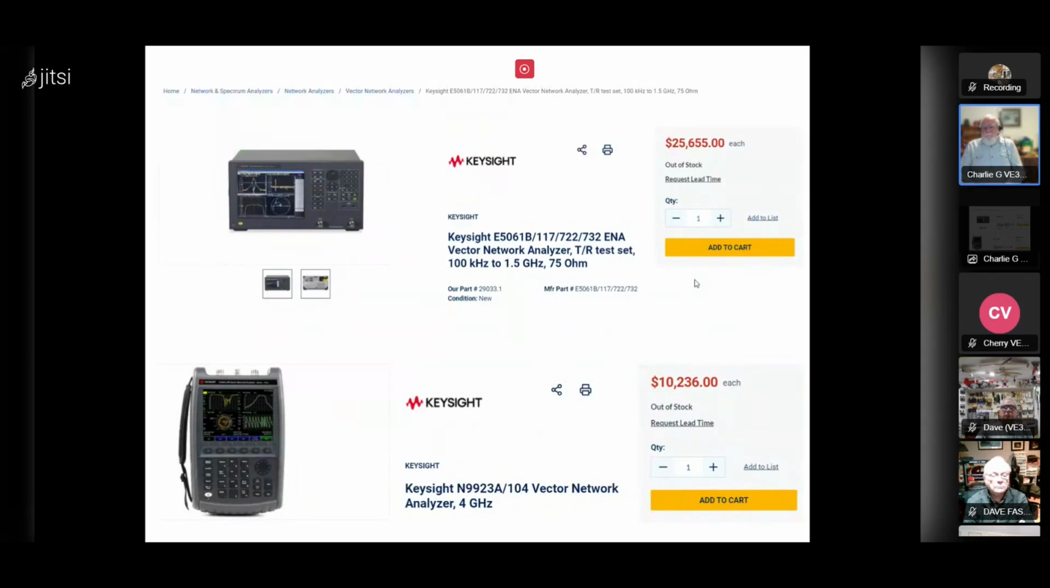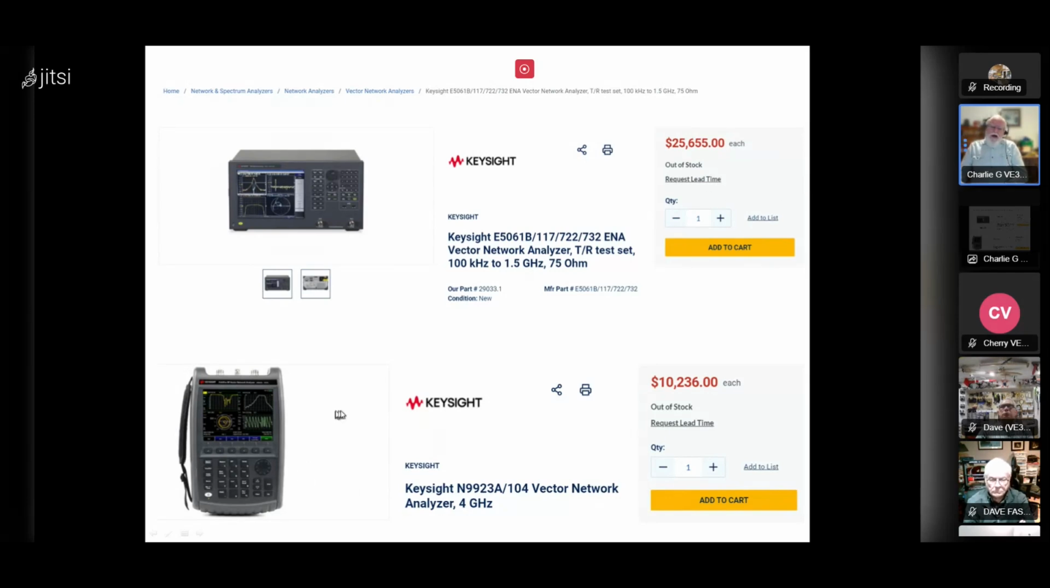VNAs, there are all kinds of professional models out there. Here are a couple that are used as commercial products. The satellite TV folks or the cable TV folks use this one on the top, for instance. It's got a bandwidth of 100 kilohertz to 1.5 gigahertz. It's 75 ohm because cable TV tends to work in the 75 ohm domain. And it carries a sticker price of $25,655.